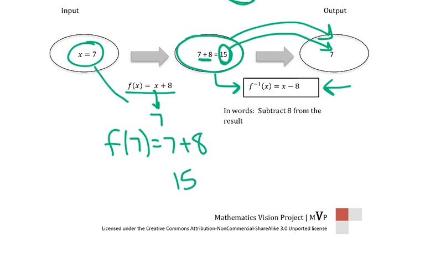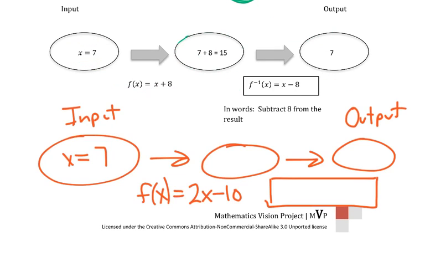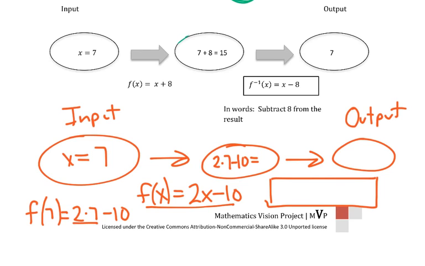Actually, no, let me make up a different one. Let's take a look at this. I've got x equals 7, and I've got a function here. I'd plug 7 into that function, and that's what they wrote up here, what it looks like when it's plugged in. What would that equal? Well, 2 times 7 is 14, minus 10 would give us 4. Now how do I take 4 and get it back to be 7?